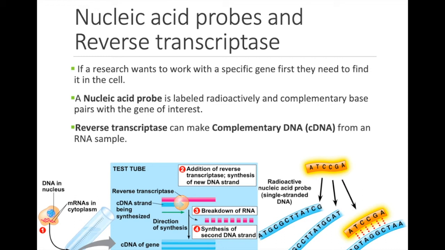If you remember, in transcription we went from DNA to RNA. So reverse transcriptase is an enzyme that can go from RNA to DNA. And this creates a strand of DNA that's called complementary DNA, or cDNA, because it's made from RNA.